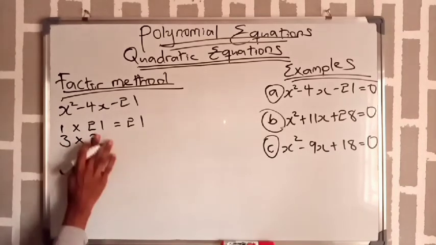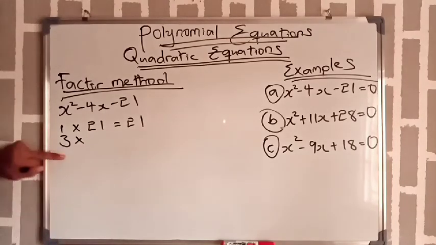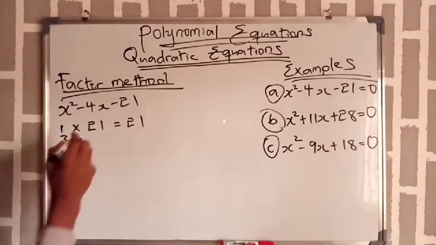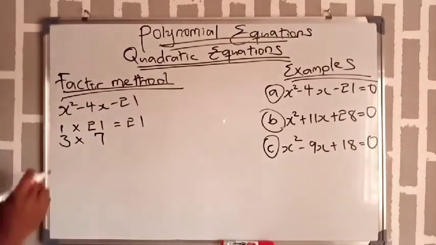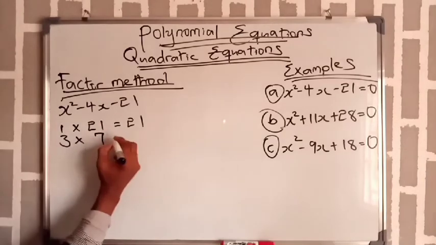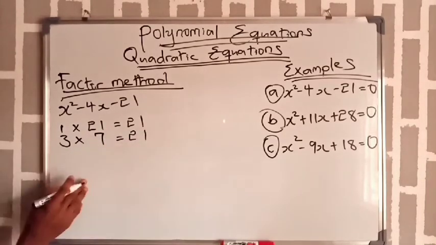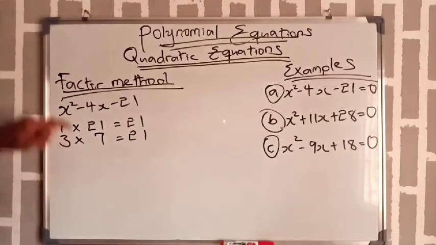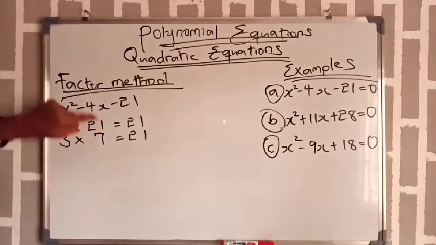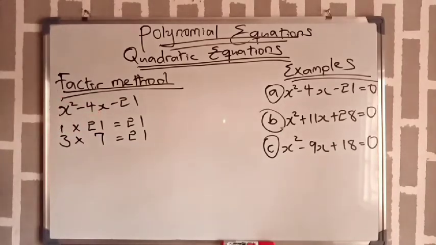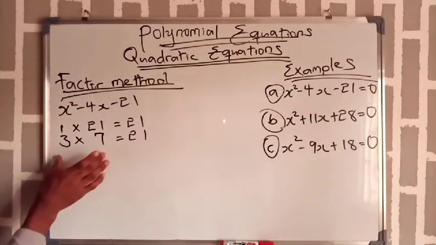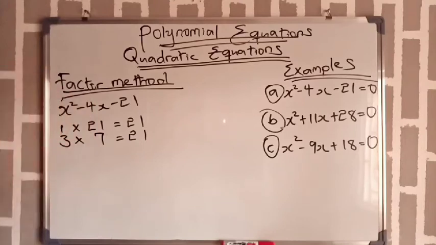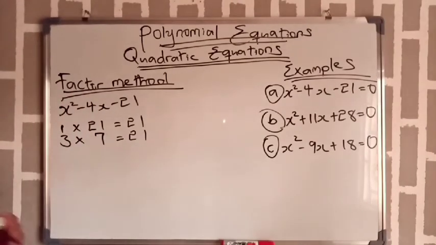Sorry, 3 can divide 21. Then when 3 divides 21, it should give you 7. So 3 multiplying 7 is also 21. And when you sum up these, the reason why we're not using this first one is because when you sum up 1 and 21, it will not give you 4. But if you sum up this, it can give you this.